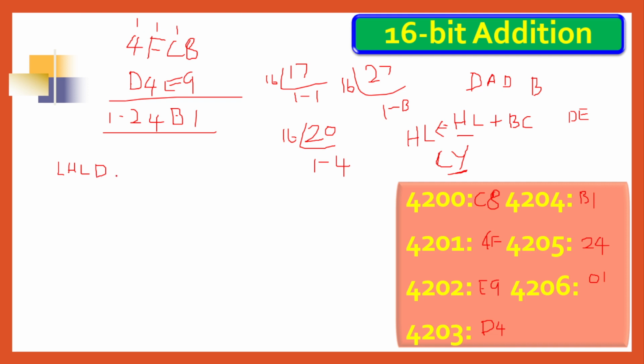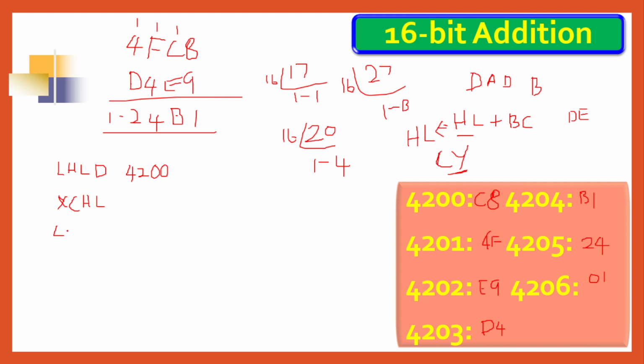LHLD means get the data from the memory address. LHLD 4200 means that the 2 bytes 4FC8 will be loaded into the HL pair. This we can copy to the DE pair. Either you can use the move instruction, otherwise you can use XCHG, which means exchange the HL pair with the DE pair. So whatever is in the HL pair, the first number, will be copied to the DE register.